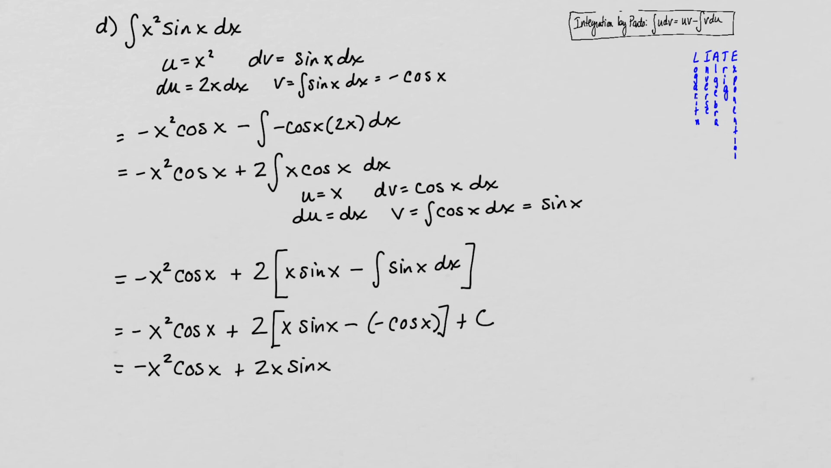So if I clean this up just a tiny bit, minus x squared cosine x plus 2x sine x. What I'm doing is distributing this 2. It's got to go to this piece, and it also has to go to this piece. But over here I have a minus times a minus, so I'm going to end up with plus 2 cosine x plus c. Questions?